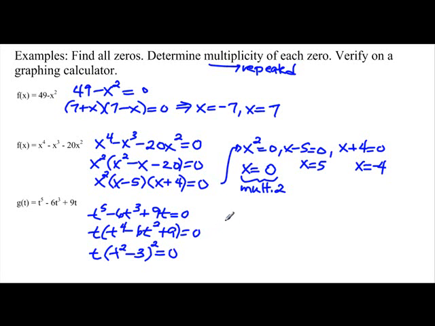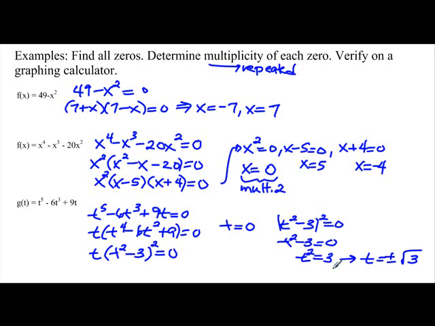So now we need to think about the factorization of this, so that means that t is equal to 0, or t squared minus 3 squared is equal to 0. Now we can take the square off by taking the square root, so we would get t squared minus 3 is equal to plus or minus 0. T squared is equal to 3, so t would be equal to plus or minus the square root of 3. Okay.